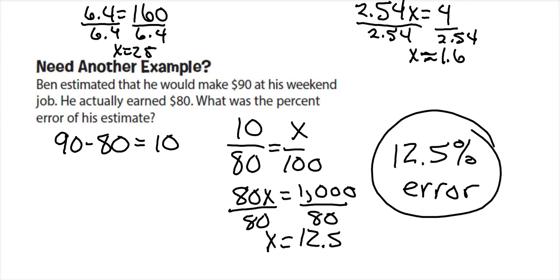All right, so that's it for this one. Just go back to your formulas as you're needing them. So it's either change over original equals percent over 100, or change over actual equals percent over 100. And that's it for this one.